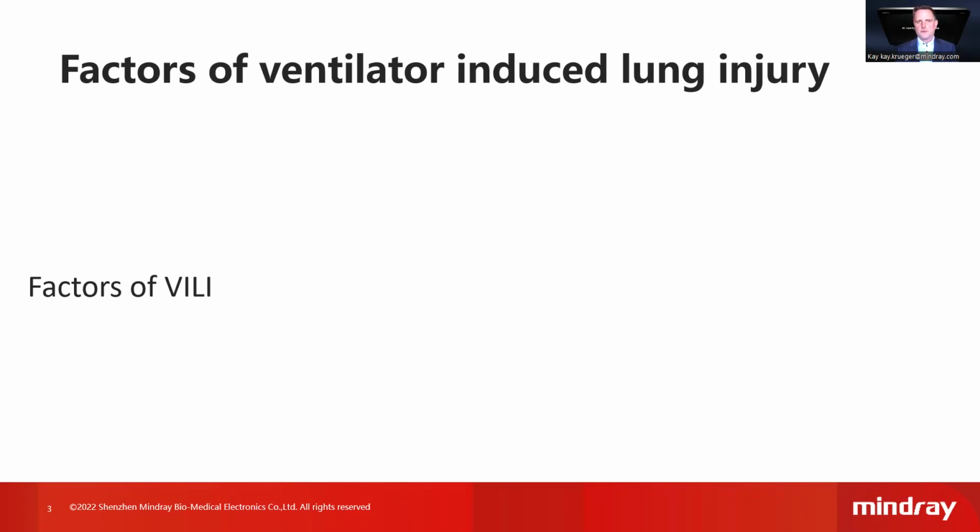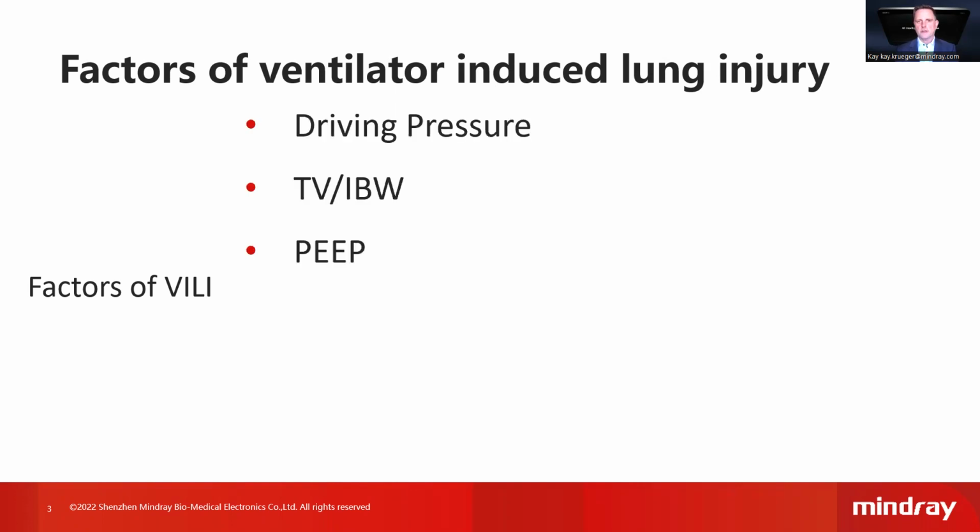What are the factors for ventilator-induced lung injury? For quite a while, we know that volume and also pressure can cause lung injury, as well as atelectatic trauma. So the factors that we were looking into for quite a while are tidal volume by ideal body weight, the driving pressure or applied airway pressures, and the positive end-expiratory pressure to avoid atelectatic trauma.